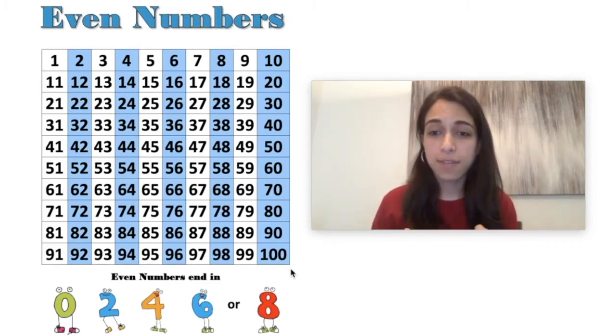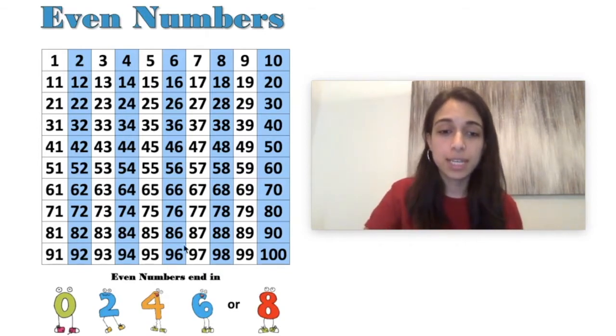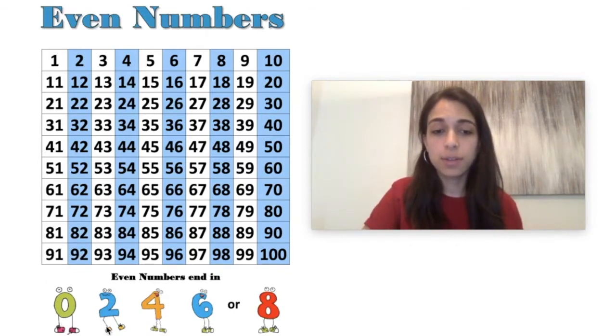Because even if we have 1,001 people, that 1 at the end is going to make it odd. So we need to focus on the ones place and see, does it end in 0, 2, 4, 6, or 8? Any number that has 0, 2, 4, 6, or 8 in the ones place, we know is even.